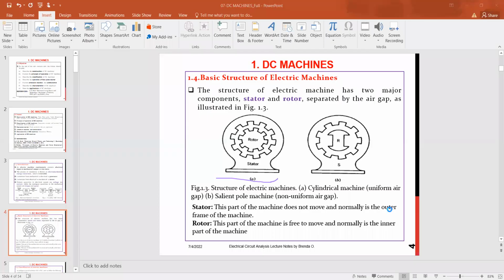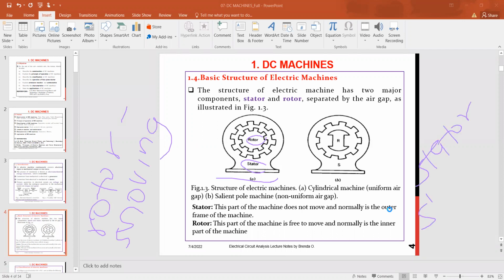The rotor is the moving part. The stator is the stationary part. It does not move, and it's normally the outer part of the machine. The stator is the outer part of the machine, which is stationary, while the rotor is the moving or rotating part of the machine.